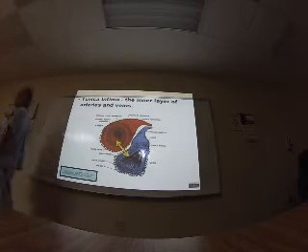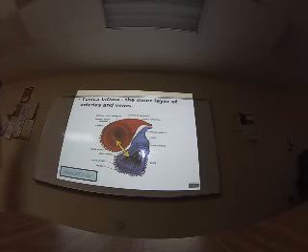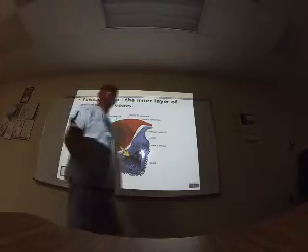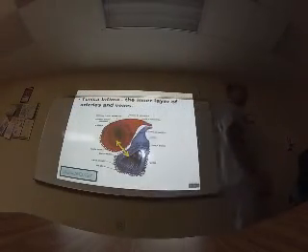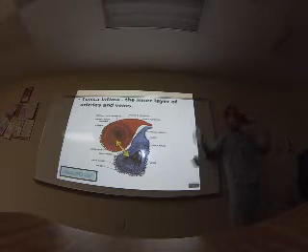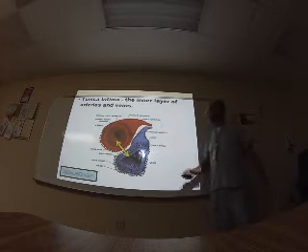No difference between the tunica intima of the veins and of the arteries. And what is the name of the tunica intima in the heart? Endocardium. Endocardium is the same as endothelium. No difference.